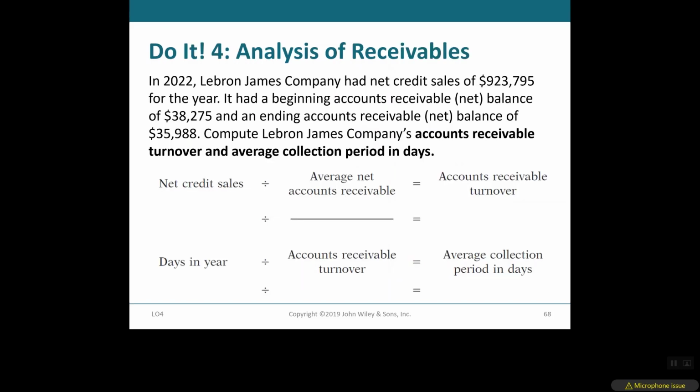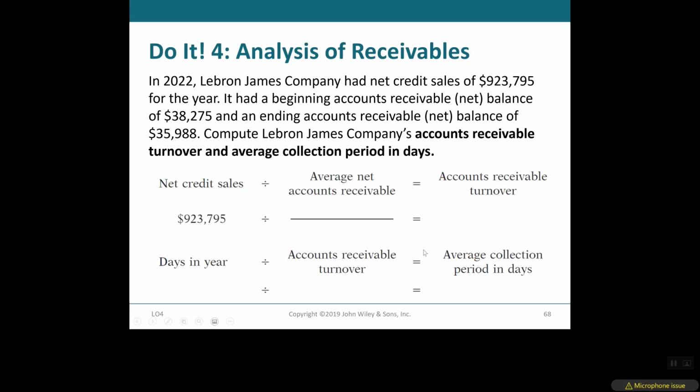All right, analysis of receivables in 2022. LeBron James Company had net sales of 923,795,000 for the year. It had a beginning accounts receivable net balance of 38,275 and an ending accounts receivable net balance of 35,988. Compute LeBron James Company's accounts receivable turnover and average collection period in days.